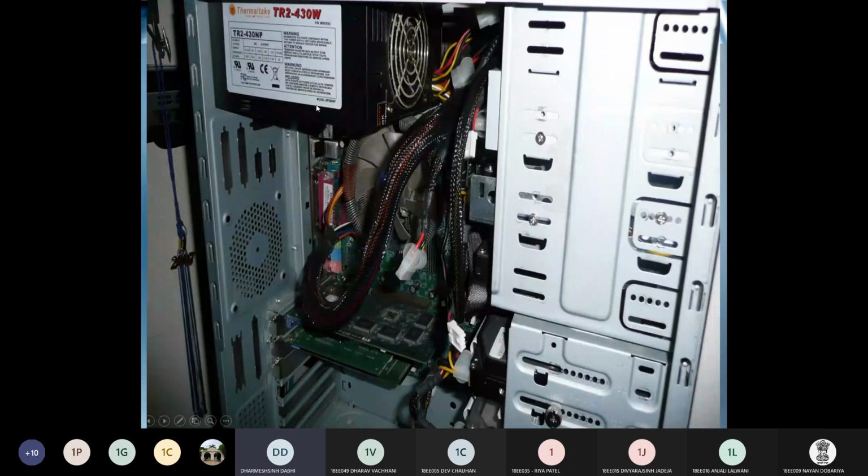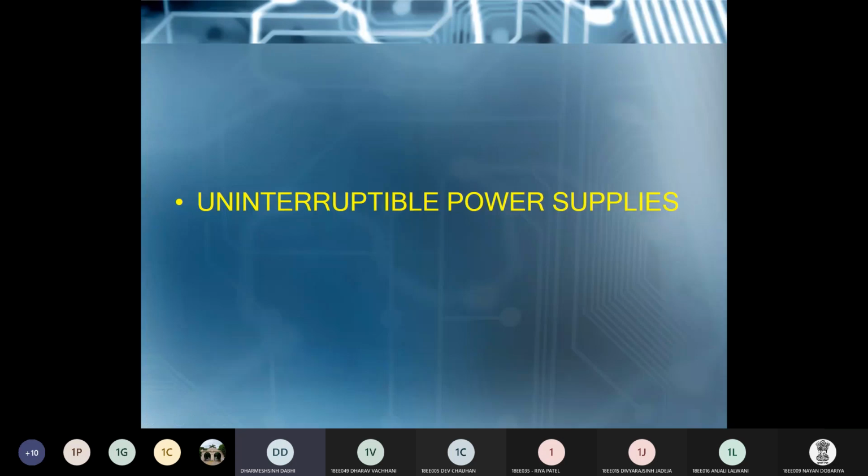Now you can see this box. This is the CPU. Inside this is the SMPS box. This is the SMPS used in the CPU of a personal computer. So these are the applications of SMPS. The next topic we will study is the uninterruptible power supply, UPS, in the next lecture.